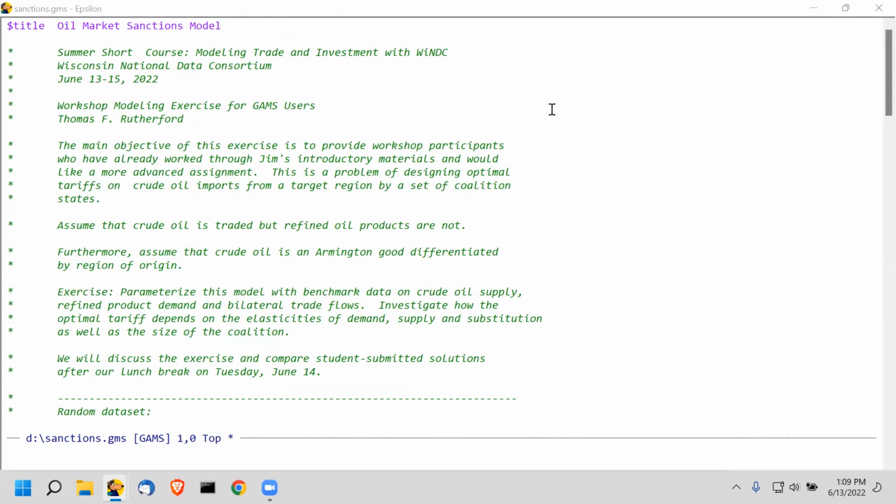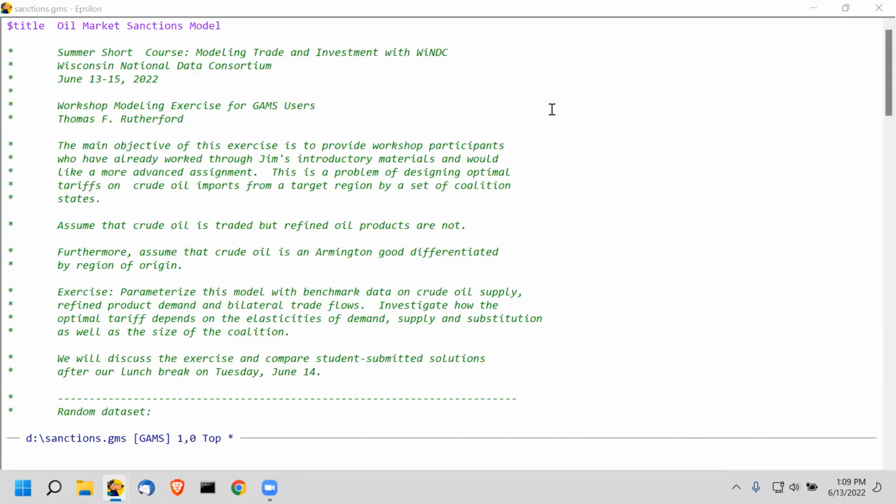So here I'm going to think about a problem which is looking at oil markets, something that's in the news these days. So we think about some countries producing crude oil, and then countries also refining crude oil into refined products. So we have these two interconnected markets. And I wanted to think about a model where you have a set of coalition states and a target state.